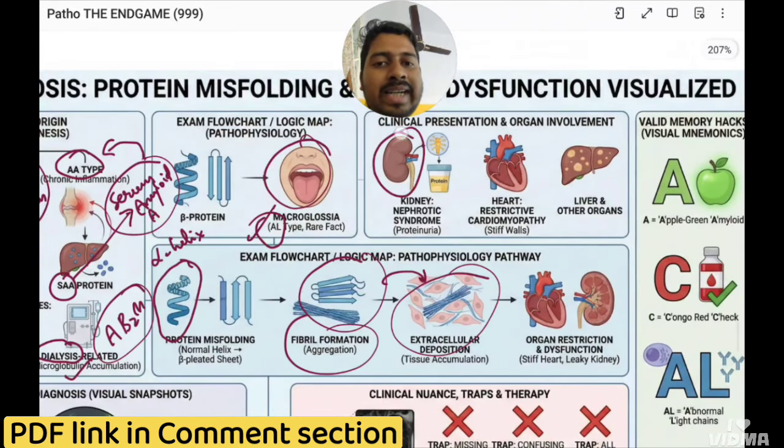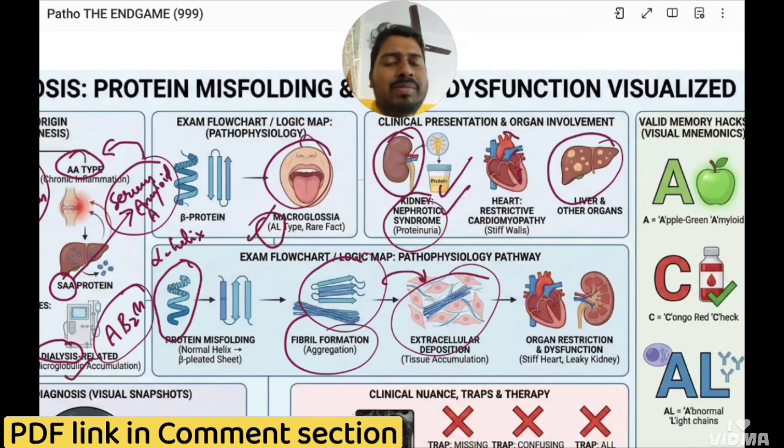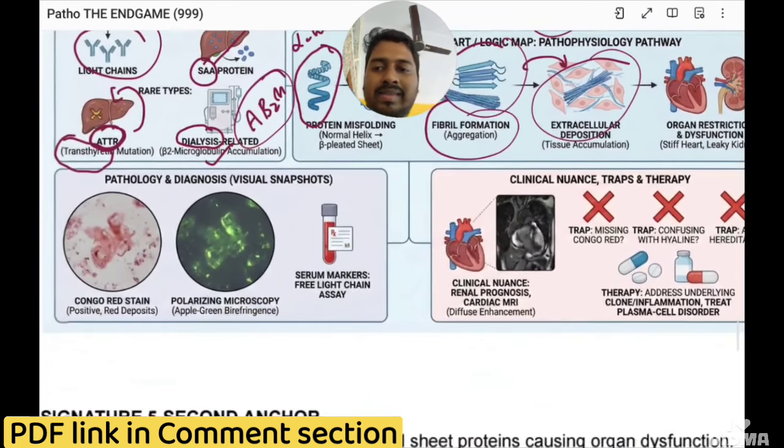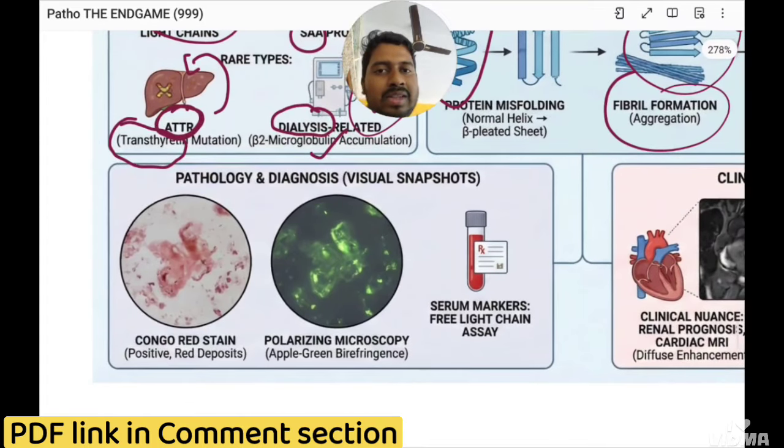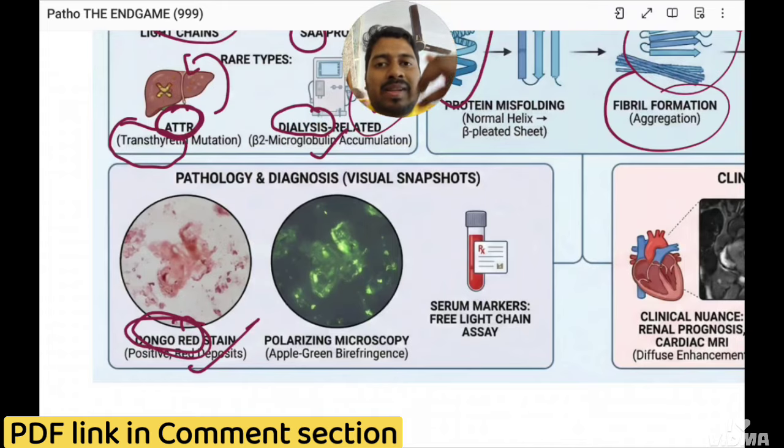Now, if it deposits in the kidney, it causes nephrotic syndrome, it causes proteinuria. If it deposits in the heart, it causes restrictive cardiomyopathy, and it can deposit in other organs also. Basically, it's a multi-organ dysfunction syndrome. Now, on pathology, when you take a biopsy and stain it with Congo red, it is positive for Congo red, because this misfolded protein absorbs the Congo red stain and stains positive.